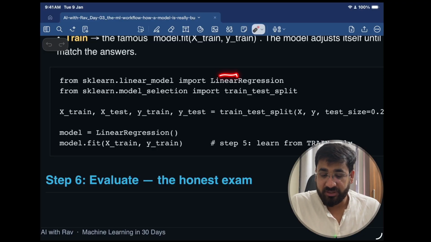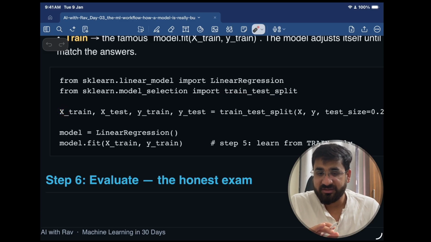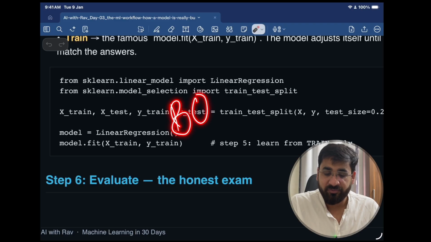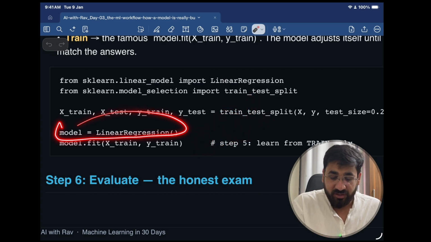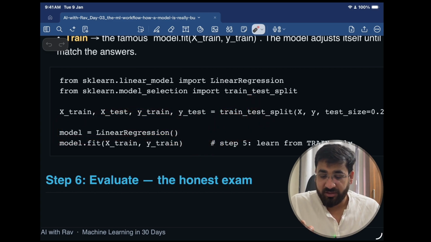So I imported a regression model, and train and test. We discussed that X and Y is the input. In X and Y you have two categories: first is train and second is test. For train we are using how much? 80%, and for test how much? 20%. And our model will be trained on where? This train, the 80% of the data. Test we will not provide.